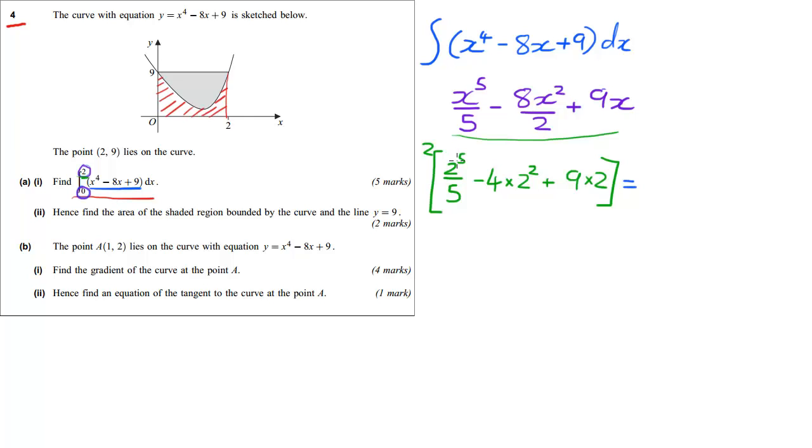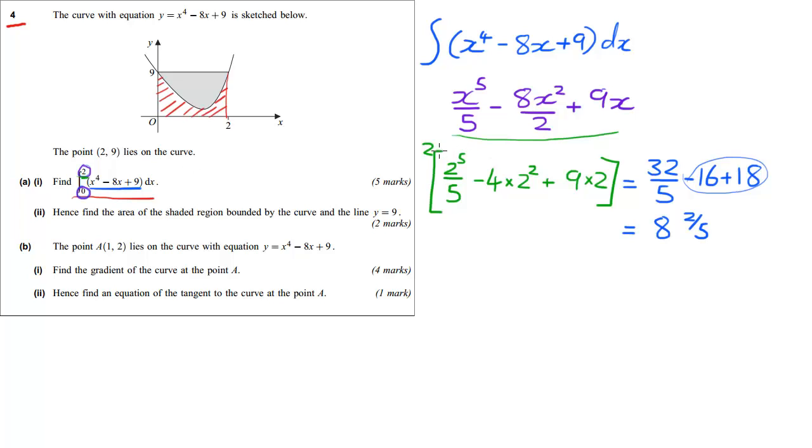So 2 to the 5 is 32, so we get 32 over 5, and then take away 4 times 4, so take away 16, and then plus 18. So what is that going to end up being? That's going to be 8 and 2/5, or 8.4. So this is 6 and 2/5, and then this is all together plus 2 here. So you can do that yourself. You don't need me to talk you through that.